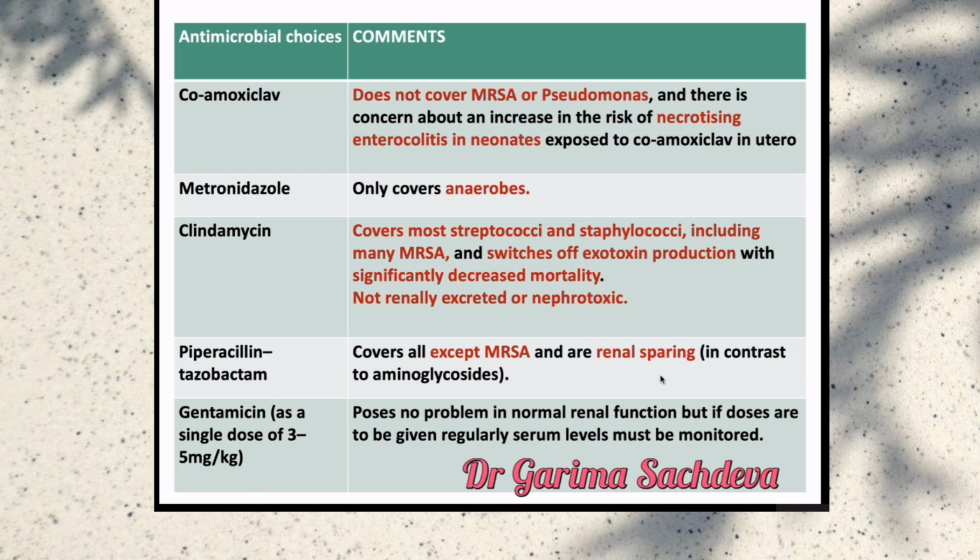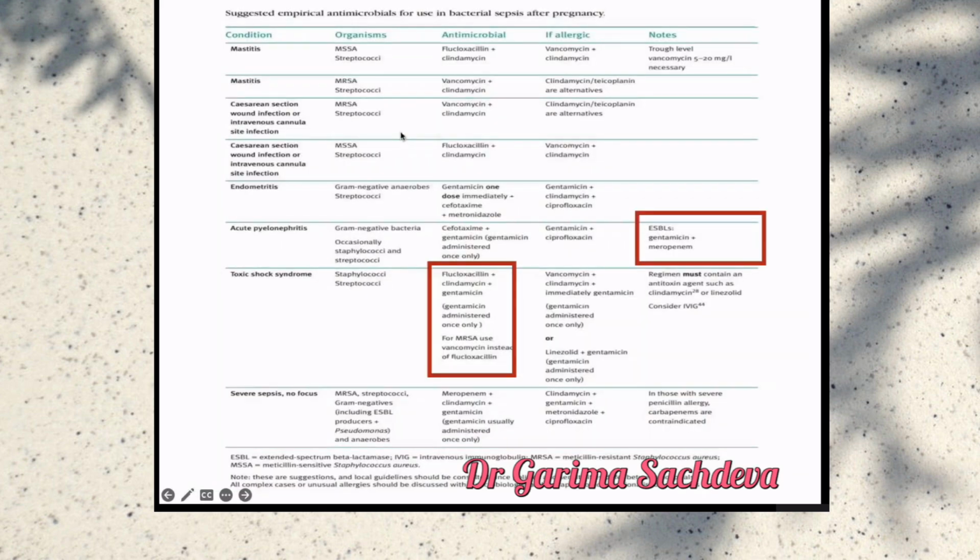Gentamicin also, generally, if the RFTs are normal, does not cause any problem. But if the doses are very high, you need to monitor. So it has some kidney toxicity. Aminoglycosides we know are nephrotoxic. So the best is piptas clinda that you give.